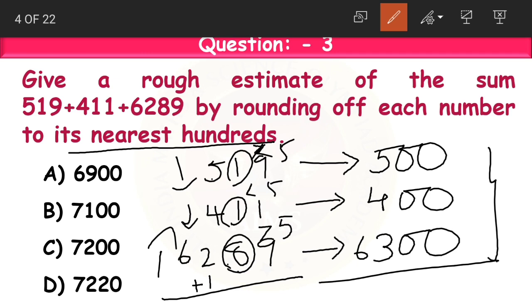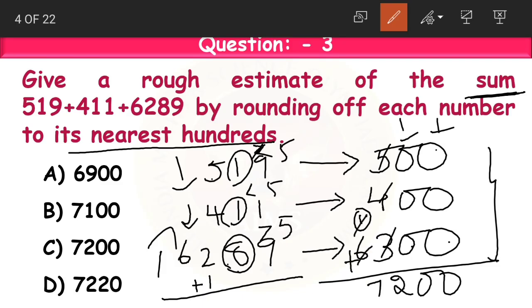Now what is the next step? Next step is to find out their sum. Yes, find out their sum. 0 plus 0 becomes 0. Yes, all are zeros here. Now moving on to the hundreds place. 5 plus 4 becomes 9. 9 plus 3 becomes 12. 2 here, 1 carried. 6 plus 1 becomes 7. Yes, what sum did we get? We got the sum as 7200, which is option number C.